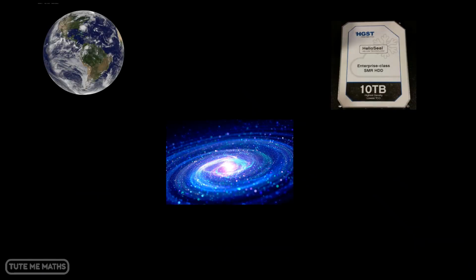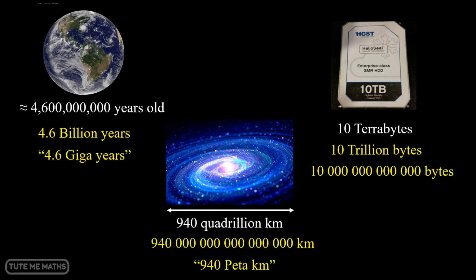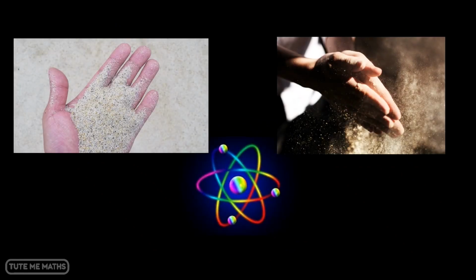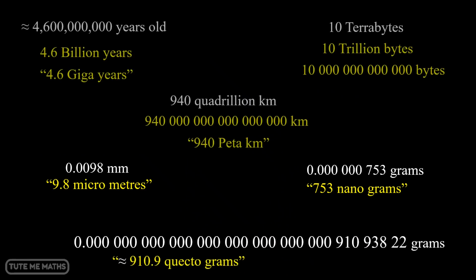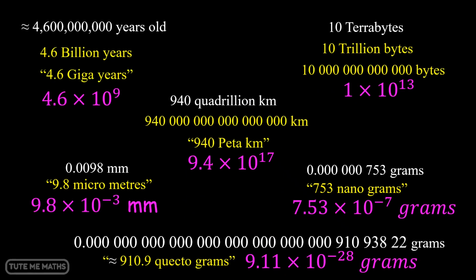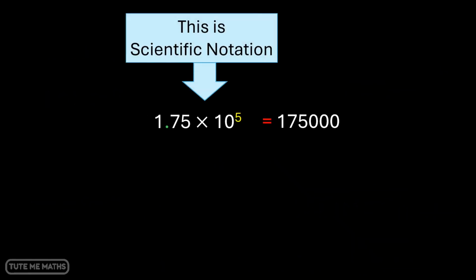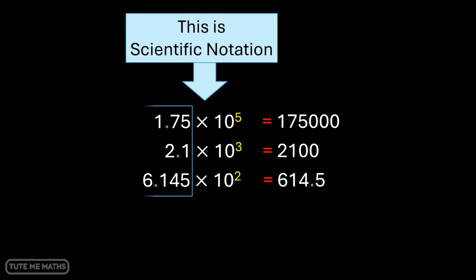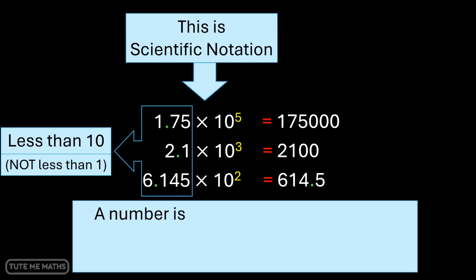There are many cases in the real world, especially in mathematical and scientific areas, where we encounter very large or very small numbers. Scientific notation, also known as standard form, provides a universally recognized, succinct way to represent such values. A number is in scientific notation when written as a number from 1 up to, but not including 10, multiplied by a power of 10.